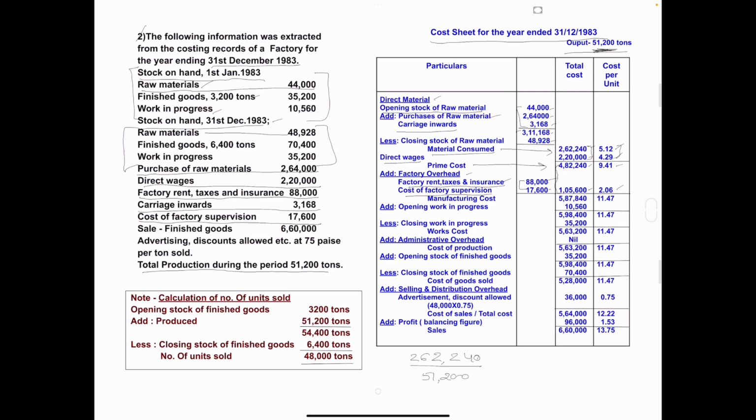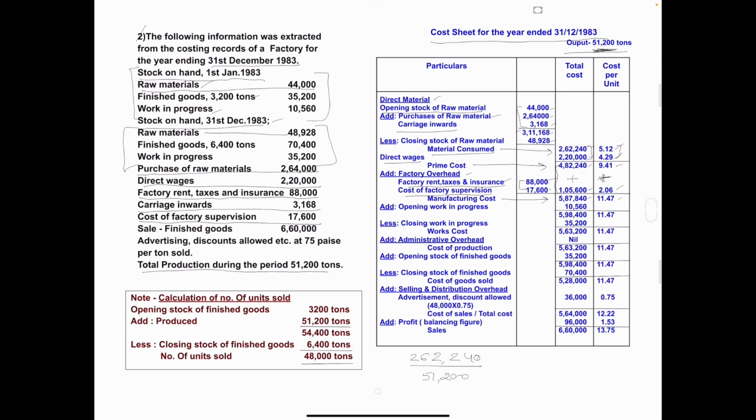Add these two amounts, 4,82,240 plus 1,05,600 and the amount is 5,87,840. Same, 9.41 plus 2.06 and the amount is 11.47. This is called manufacturing cost.